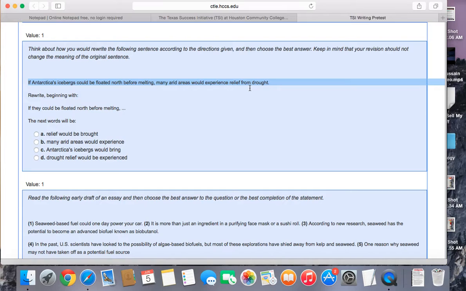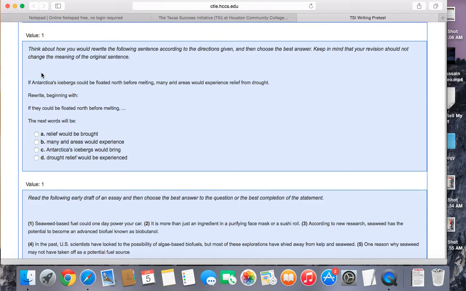I'm not saying I just moved here like a month ago. I've been living in the US almost 8 years, but I'm just giving you a technique. So it says, okay, rewrite beginning with, if they could float north before melting.